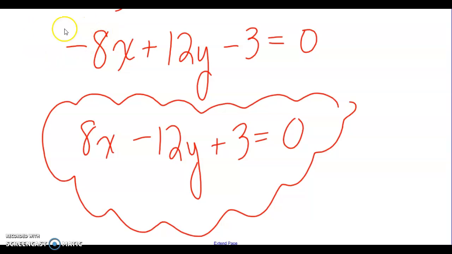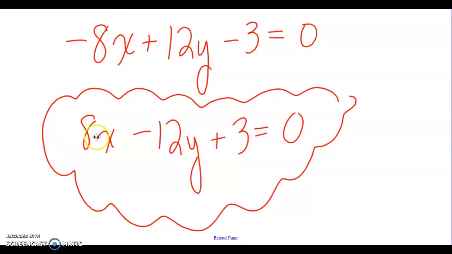I can't have a negative x. It has to be positive. So again, this is an equality, which means I can multiply by any number, as long as I do it to both sides of the equation, it'll still be true. So I'm going to multiply everything by negative 1, or divide everything by negative 1, however you choose to interpret that. And we end up with 8x minus 12y plus 3 equals 0. So there's my equation in standard form.